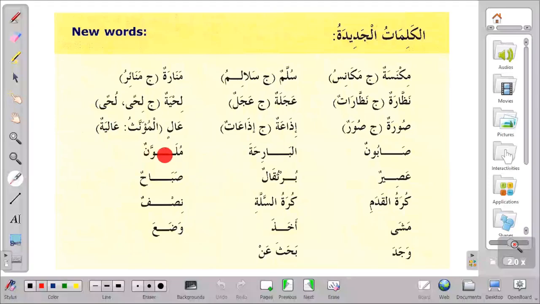Mulawwan is colored. Then we have Sabahun. Sabahun means morning. Nisfun means half. Wada'a means he placed. Hope that is clear.